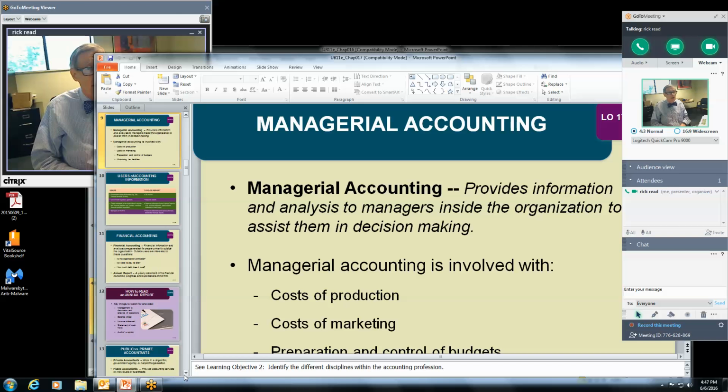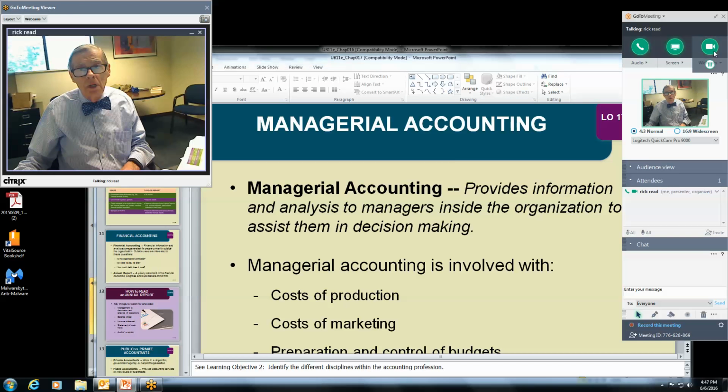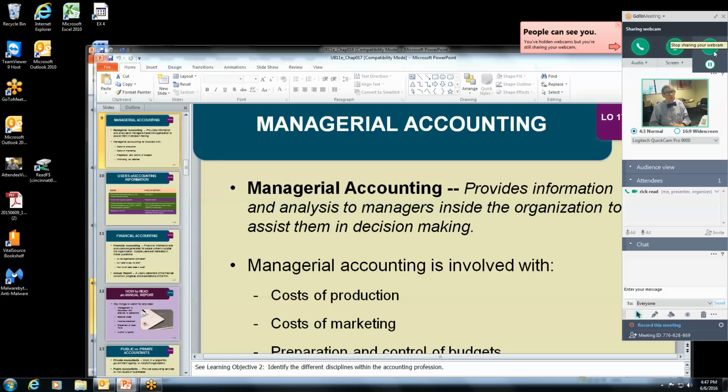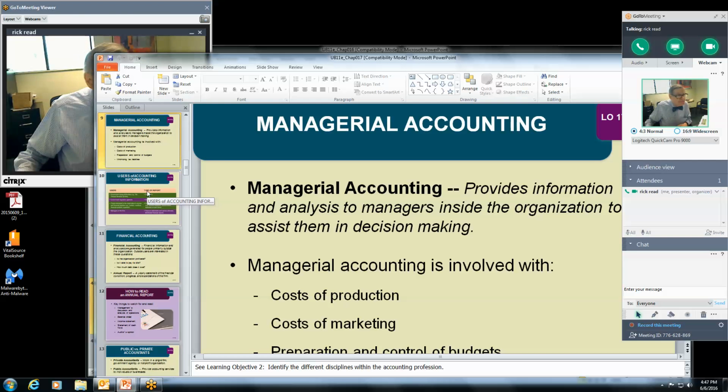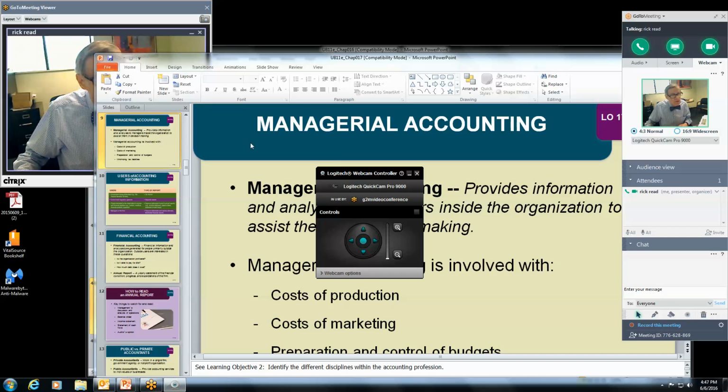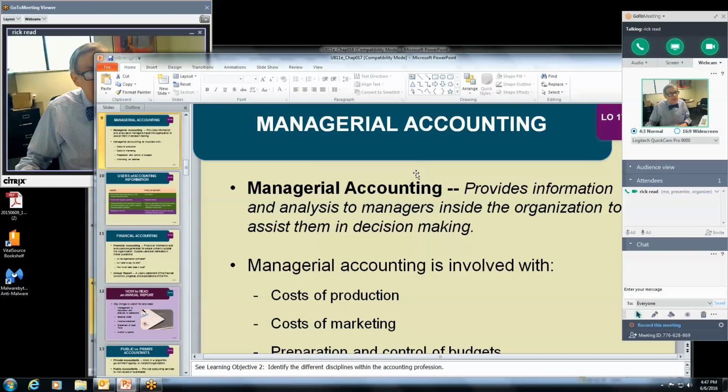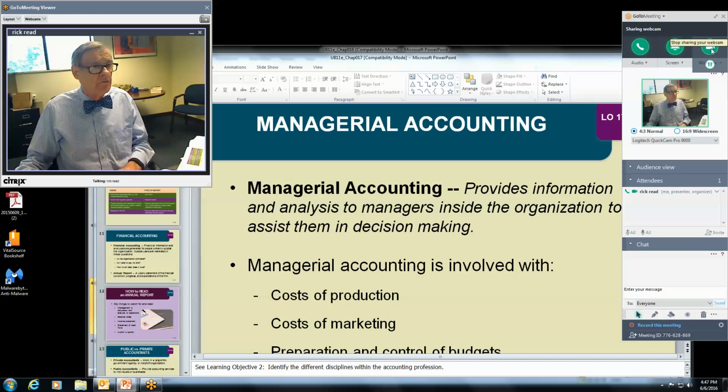And this is our managerial accounting. We're going to analyze this stuff, and we're going to give this information to the various supervisors if they are involved with it, managers, and certainly top management of the company, to help them make decisions. It's involved with costs. It tells us about the cost of our production, how much it costs to market, and preparation of budgets and controls. And then finally, telling us about our tax information, tax liabilities, and information of that nature.